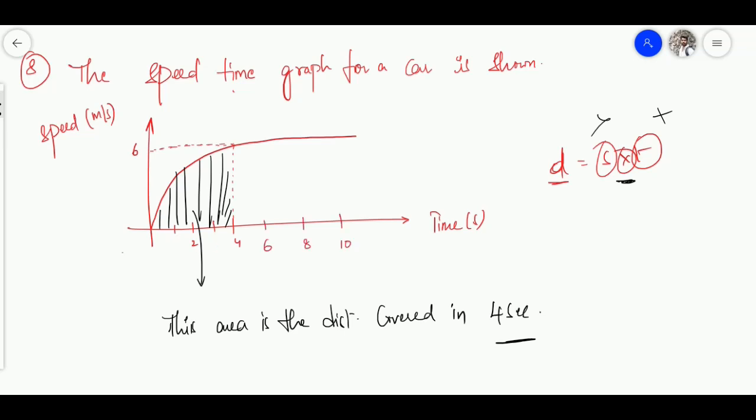The next part B is, which part of the graph represents uniform motion of the car? Uniform motion means you have to move with the same speed. In uniform motion, you cover the same distance in the same time. That means uniform speed. If you observe carefully, after 6 seconds the graph is flat. So that means after 6 seconds, the car started moving with uniform speed, or it is in uniform motion after 6 seconds.